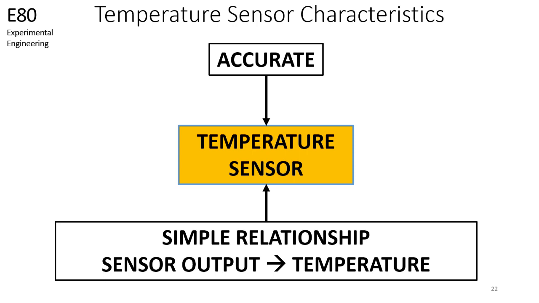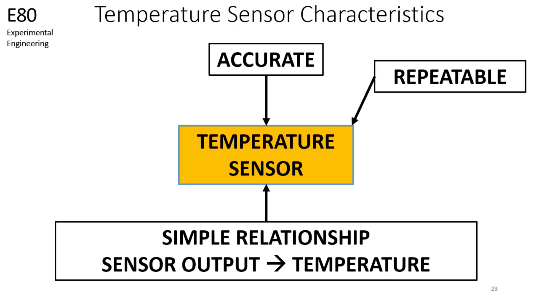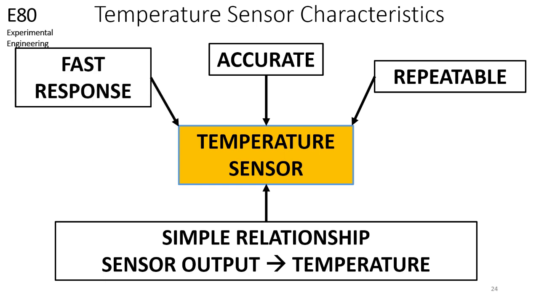Or are you okay with a more accurate sensor that requires a table or equation to convert output into temperature? It would be desirable to have a sensor that has repeatable measurements. If you repeatedly dip a temperature sensor into a glass of water at room temperature, it should give you the same reading over and over again.